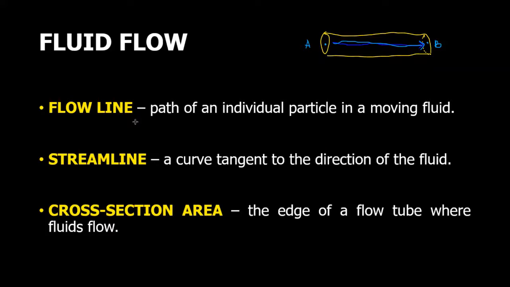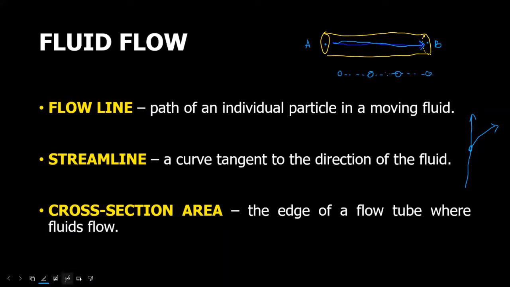So the flow line is the path of an individual particle in a moving fluid. Technically speaking, it's this path, this path, this path, and this path. This is the flow line or the path line. When we say the streamline naman, this is the curve, a curve tangent to the direction of the fluid. So suppose ito yung direction ng fluid, sabihin natin tangent yan, ito yung streamline, itong curved one.